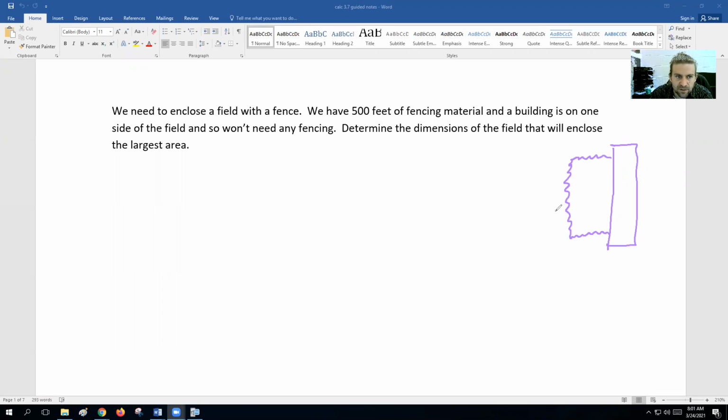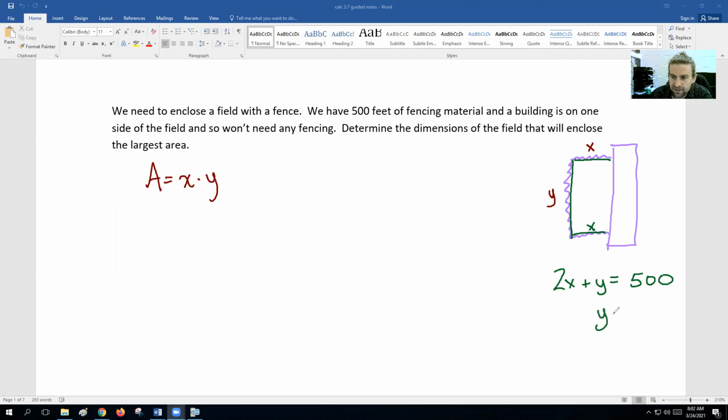Determine the dimensions of the field that will have the largest area. So when we make this rectangle here, we have this x and y, and that's what we want to maximize, right? X times y. So we don't want to just take the derivative with straight up x and y. We got to have a constraint. The constraint that we know is that all the fencing length is 500 feet. So if we think about this here, we have two x's and one y. So 2x plus y has to equal 500.